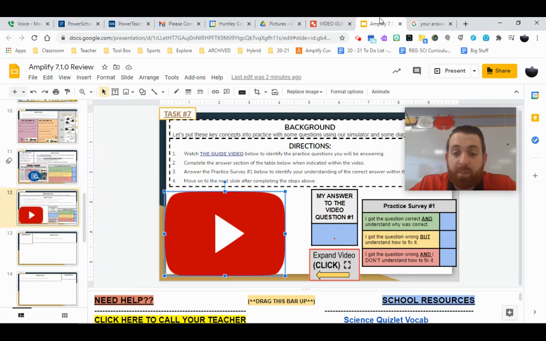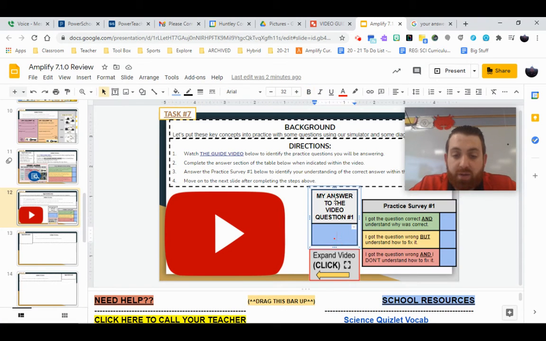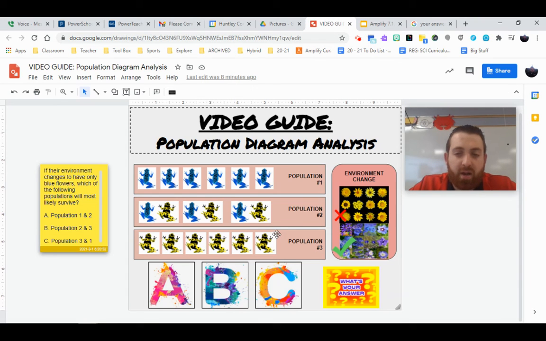Take a second, hop into your slideshow, go ahead and put in your answer here to the video question number 1, A, B, or C. Pause the video right now so that you can look at the options, analyze it, and then when you're done, hit the play button and we'll review the answer. See you in a second.